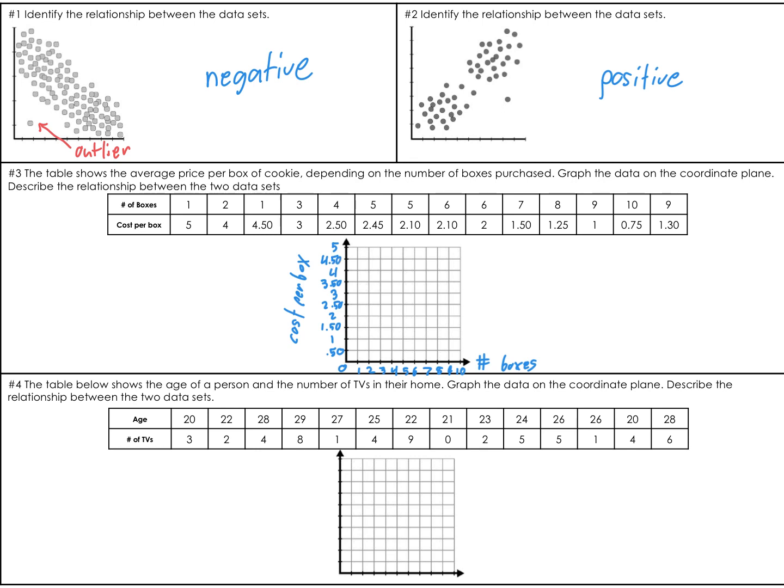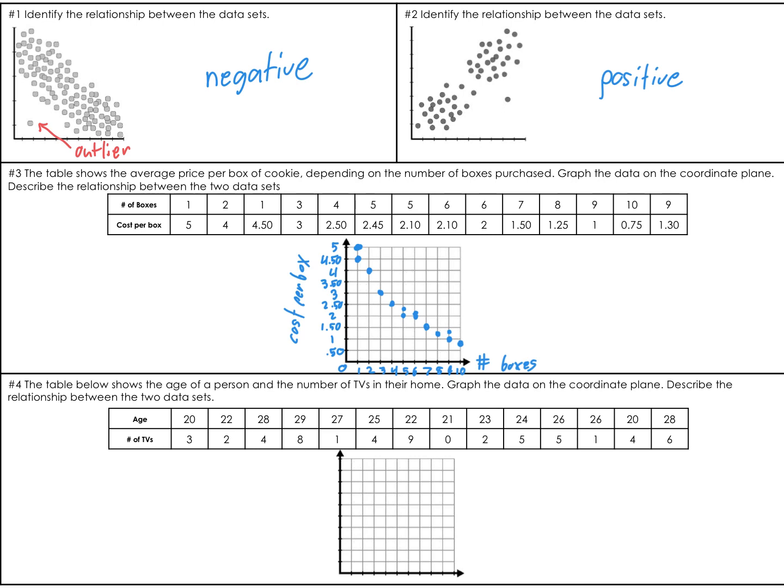Okay, now that we've done that, we can plot our points. The first point, 1, 5, says x is 1, y is 5. So it would be here. Now let's keep adding our points. This is what the complete scatterplot looks like. Notice how as the number of boxes increases, the cost per box decreases. We call this a negative association.